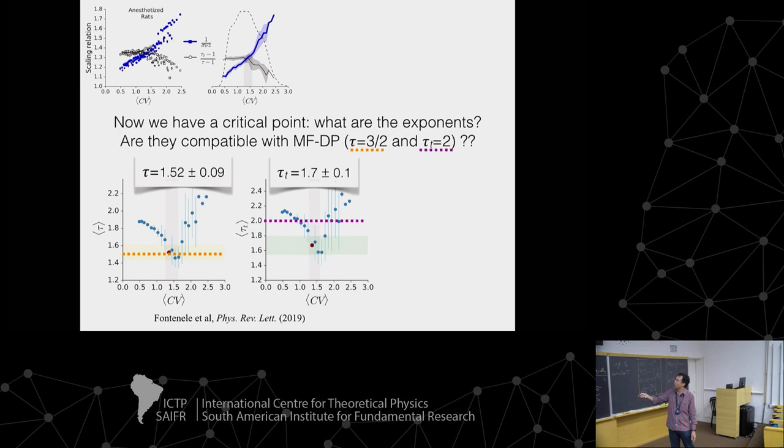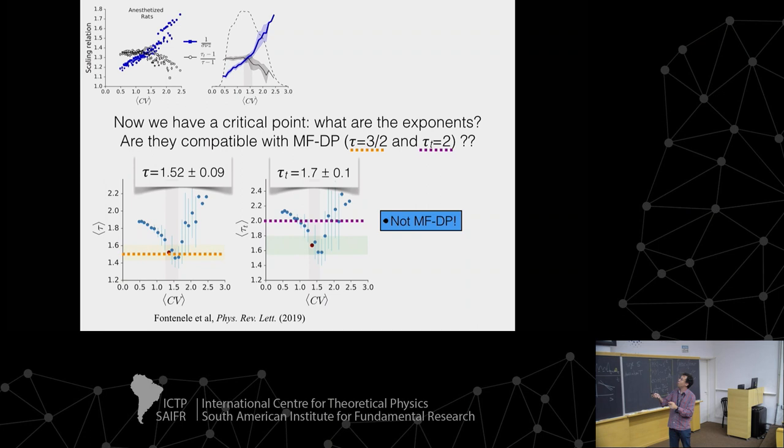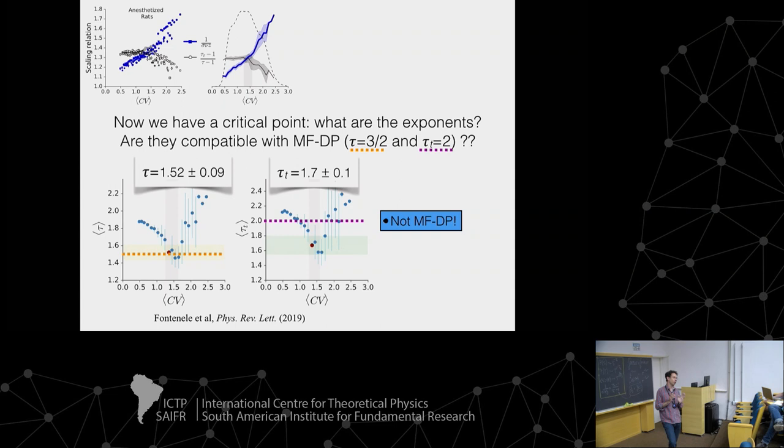Tau_t is 1.7 plus or minus 0.1, which is far away from 2. And in order to belong to a given universality class, all your exponents have to have the right value. And this one doesn't. Therefore, if you accept this as a signature of a phase transition, this phase transition is not compatible with mean field directed percolation. So that model is falsified by this experimental data.